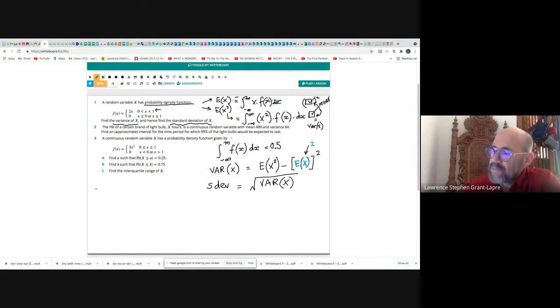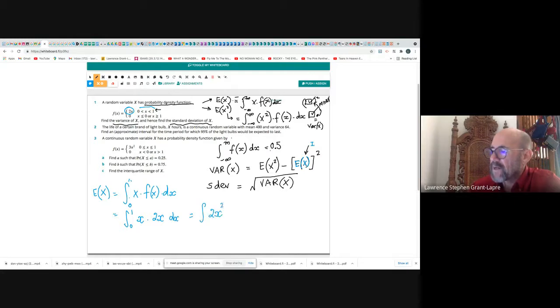First of all, the expected value of x equals the integral from 0 to 1, because that's our domain, of x times f of x dx. Now f of x is 2x. So it would be from 0 to 1, x times 2x dx, and that's 2x squared.